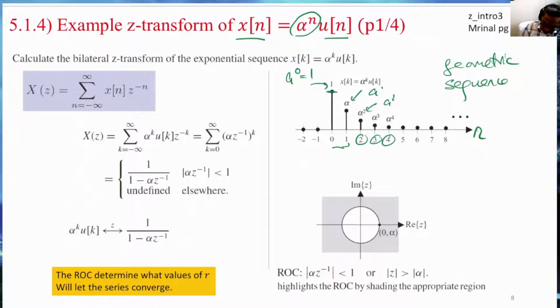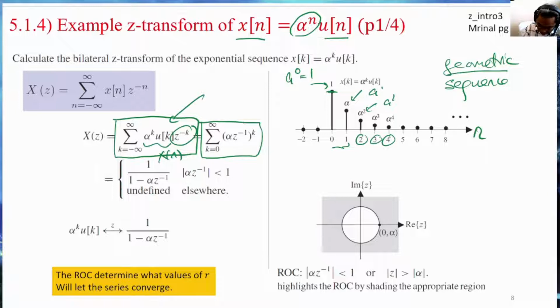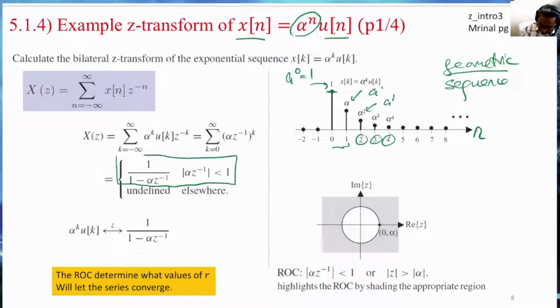From our previous studies, we know how to convert a geometric sequence into a geometric series, and we plug the x[n] into this expression, and we take the Z-Transform using this equation over here. And we know that this is a geometric series, and there's a closed form solution for this, which is this equation on the top, provided that this term is less than 1.